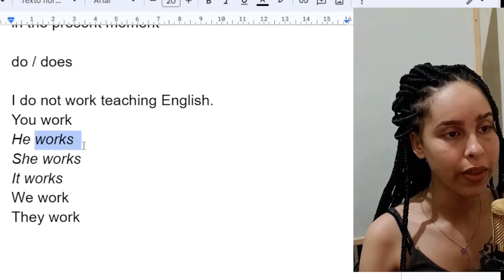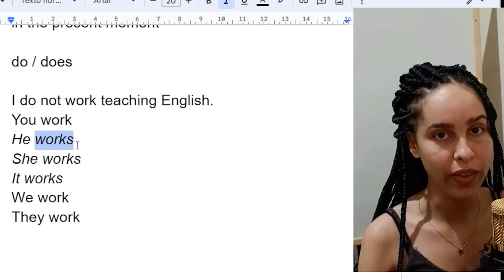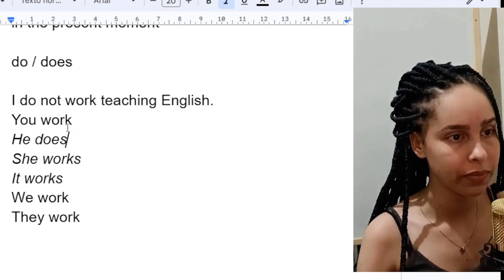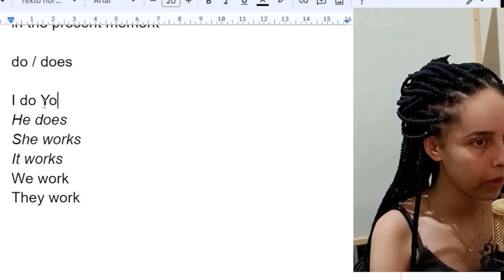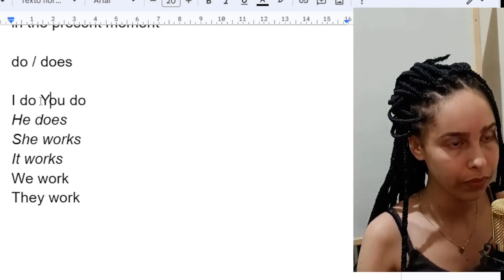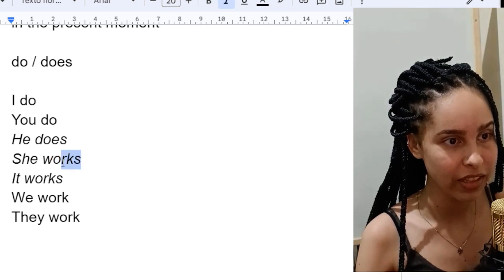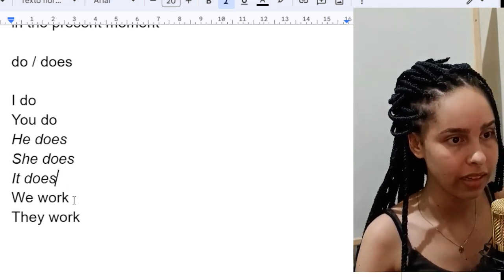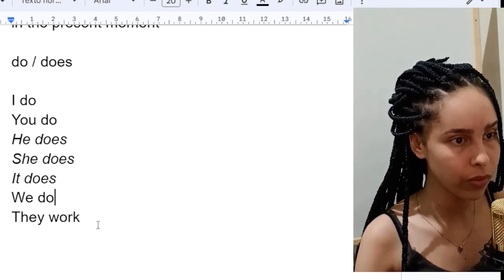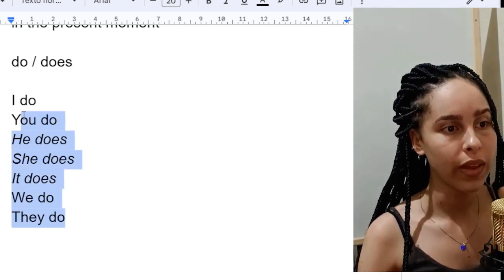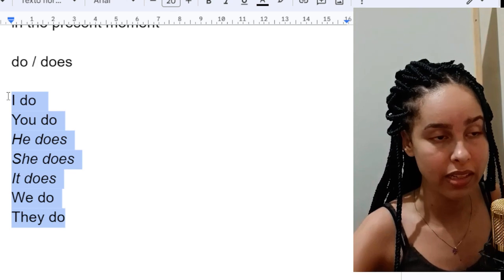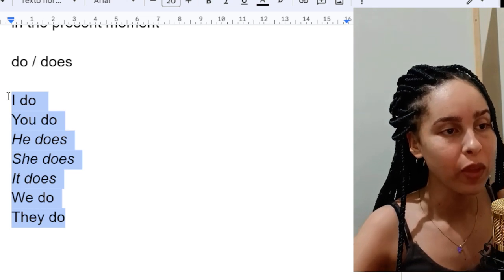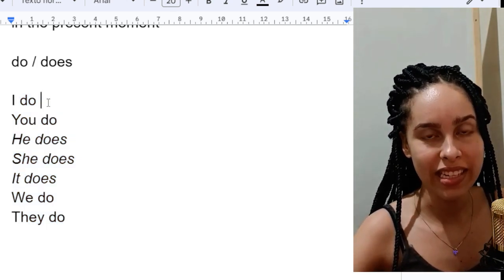Remember when I said that the verbs change with he, she, and it? Yeah, this one changes too, because I do, you do, he does, she does, it does, we do, they do. So this is how it works. So I do, you do, he does, she does, it does, we do, they do. Okay? So let's make negative sentences with these.